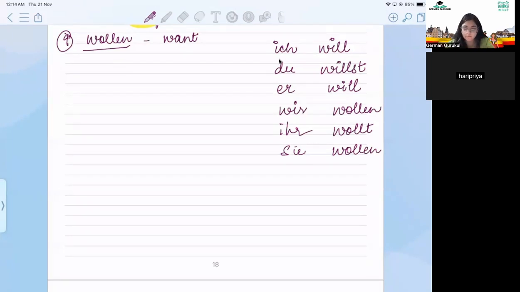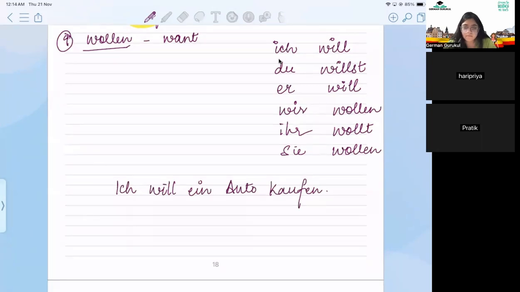I want to buy a car. Ich will ein Auto kaufen. Here, Auto is an object, right? It's das Auto. Okay, okay. So the accusative ein will stay like that. Einen. So ein. Yes, yes, yes.